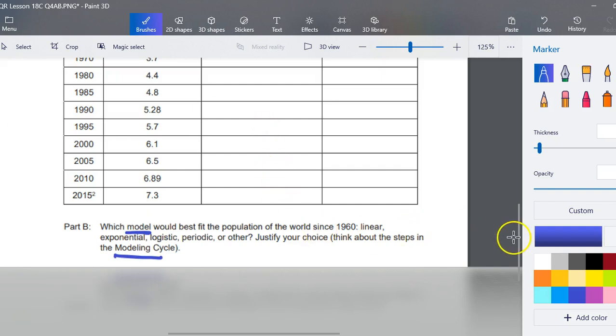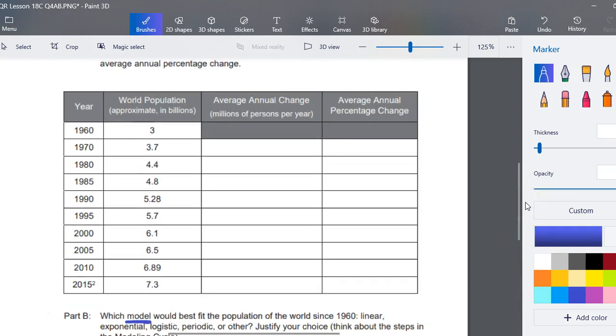So up here, it is asking us to compute the average annual change in millions of persons per year, and then the average annual percentage change. And my suggestion, I'm going to start writing in numbers. My suggestion is that you do several of these until you're comfortable with the calculations, and then stop or continue as you feel so moved to do. Realize your rounding can impact what you're deciding on your model choice.